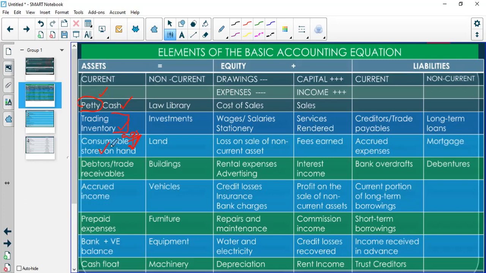Okay. So for other consumable stores on hand, you can think in terms of stationery that you use at work. If you're a big company, the company is going to buy you what? Stationery, whatever it is. It could be pens, it could be whatever you use at work, your books, writing pads, and whatever. Those are consumables on hand. So those are current assets as well. All right.